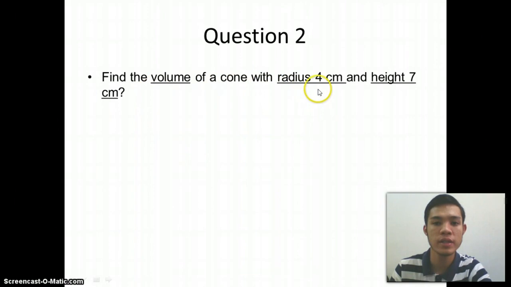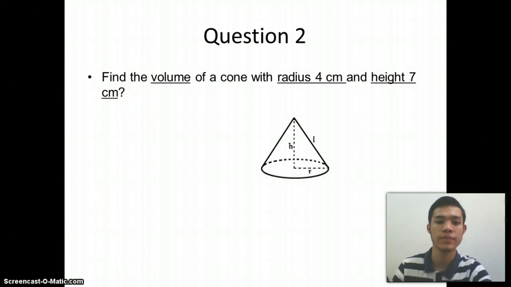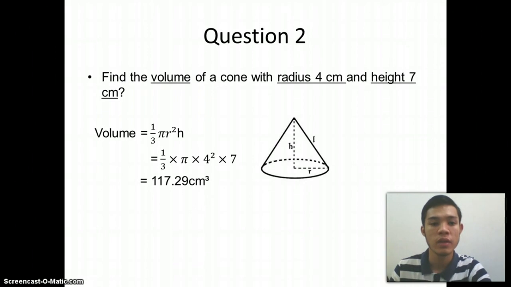Okay. Next, question 2. Find the volume of a cone with the radius 4 centimeters and a height of 7 centimeters. Again, you have to know what the question wants you to find. Okay, find the volume, radius 4 centimeters, height 7 centimeters. You have to highlight the question. We all know that the formula of volume of a cone is 1 over 3 pi r square h. So you have to substitute the r square and the h. So 1 over 3 times pi times 4 square times 7. You will get the answer of 117.29 centimeter cubic.